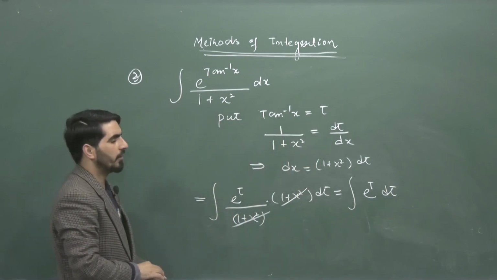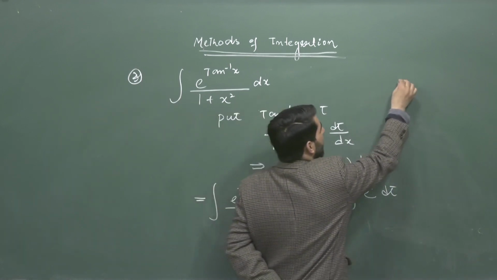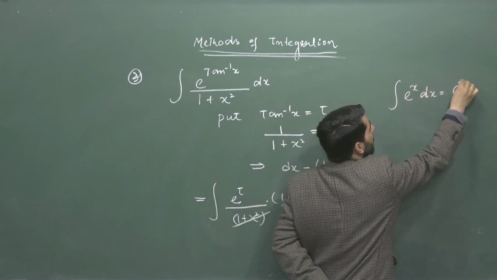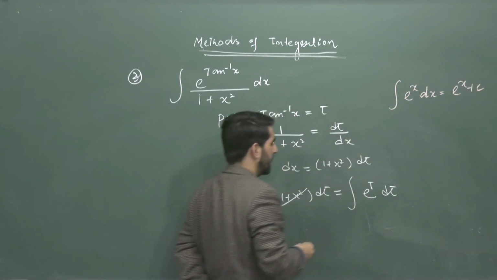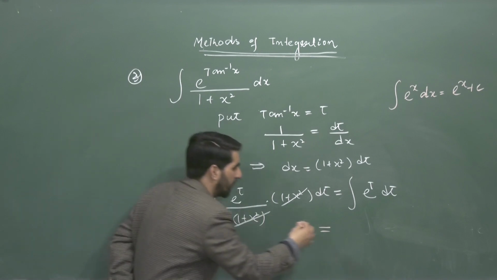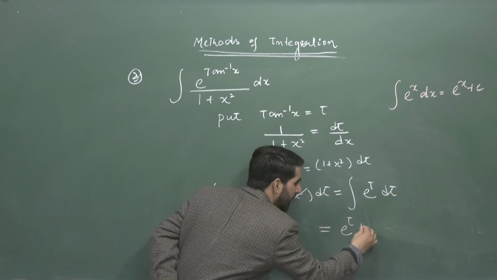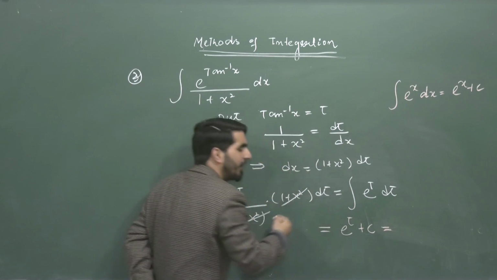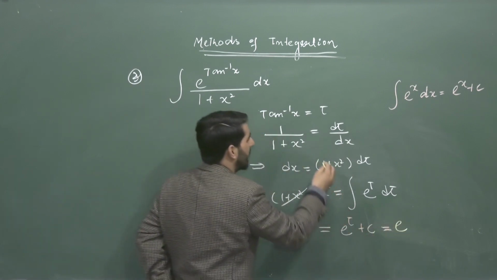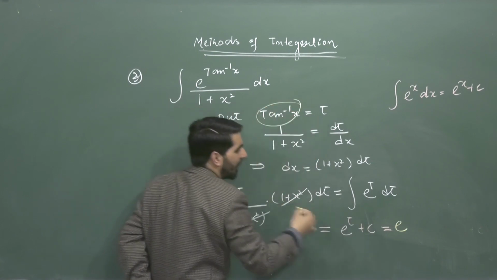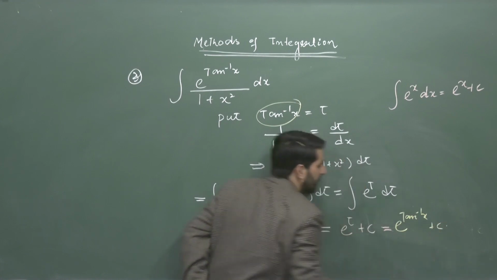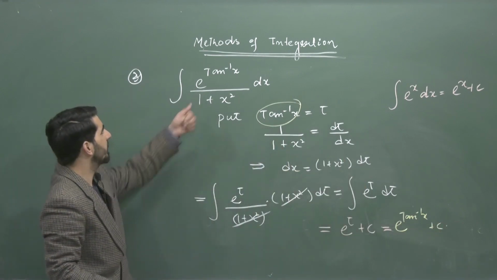As we know from the previous lecture, integration of e raised to power x dx is equal to e raised to power x plus c. Therefore, integration of e raised to power t dt is equal to e raised to power t plus c. Replacing the value of t, where t is tan inverse of x, we will get e raised to power tan inverse of x plus c. So this will be the integral of this question.